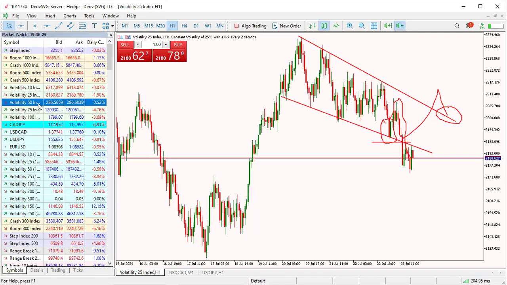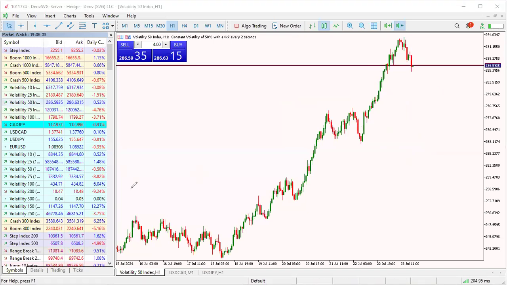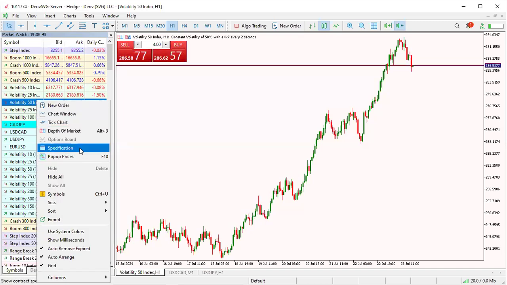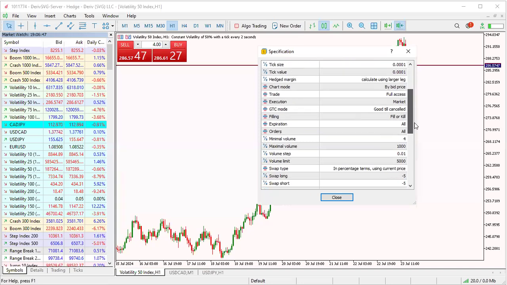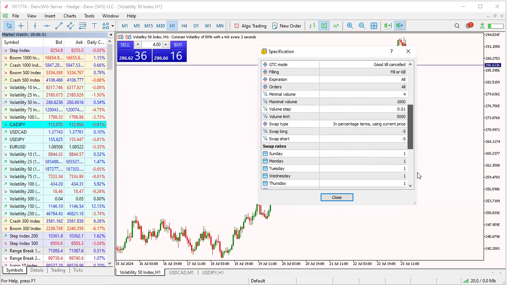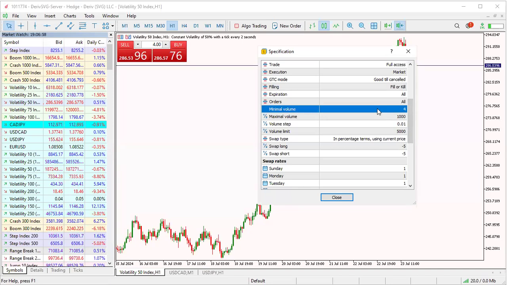Then we move to volatility 50 index. Let's move to volatility 50 index. So the same for every instrument, the lot size differs. Let's check what is the minimum lot on this one. Minimum volume. It's a 4 lot. You see, the minimum volume on a 50, it's a 4 lot.